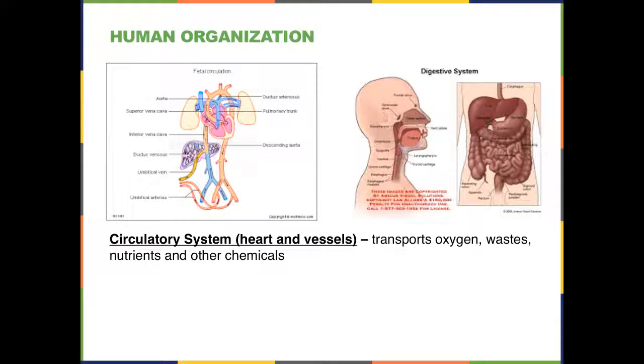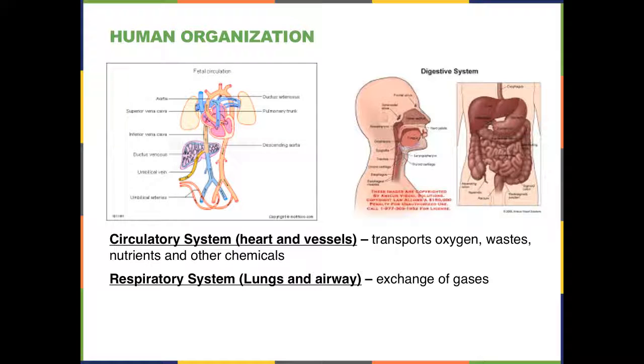On the left here, we have a picture of part of the circulatory system. The circulatory system is the heart and blood vessels. It also includes the blood, although some people speak of the blood separately from the other parts of the circulatory system. Its purpose is to transport oxygen, waste, nutrients, and other chemicals throughout the body so that the oxygen can be delivered, the nutrients can be delivered to peripheral tissues, the waste products can be taken away from the peripheral tissues and dispelled, and other chemicals such as hormones can be delivered from one place to another.